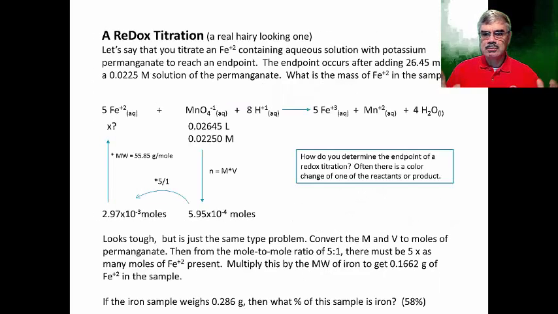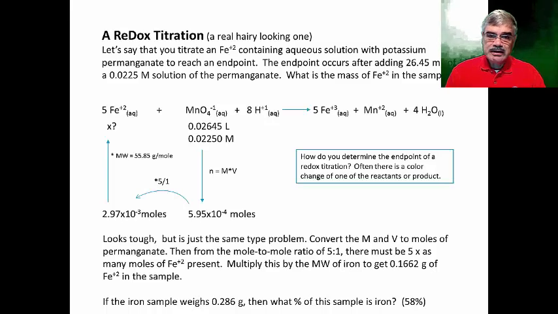Oh, a scary looking one, a redox titration. Oh, look at that reaction. I can feel my blood pressure going up. 5 Fe2+ plus MnO4-, that's permanganate, plus 8 H+ goes to 5 Fe3+ plus Mn2+ plus 4 H2O. Could it get any worse?